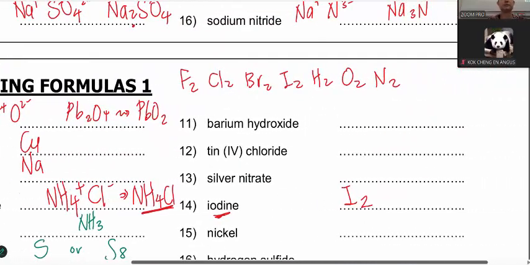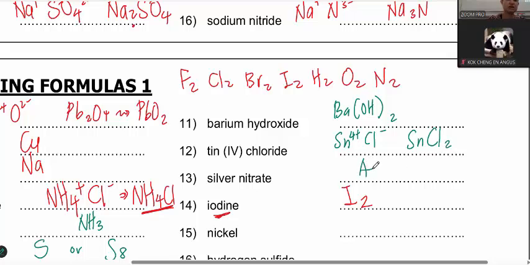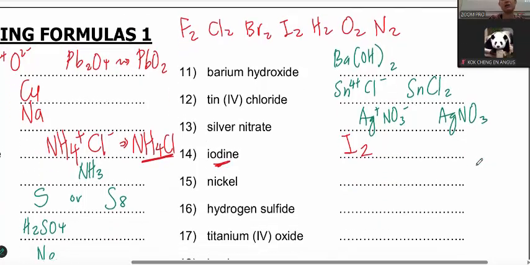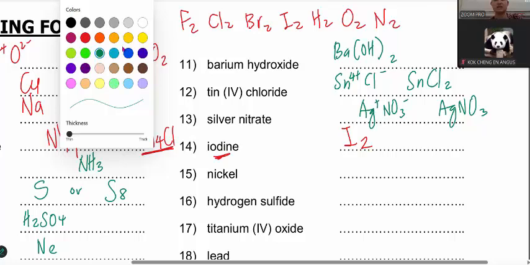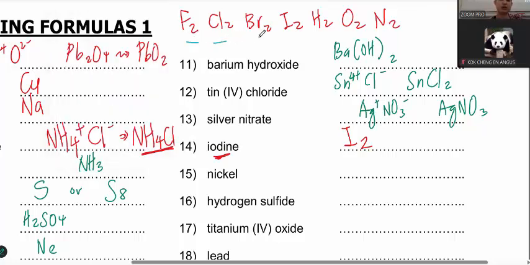All right. Barium, group 2, barium hydroxide, tin 4 chloride. So SnCl4. Silver nitrate, so AgNO3. Iodine. Remember I taught you the ones that always are in twos: fluorine, chlorine, bromine, iodine, hydrogen, oxygen, nitrogen.